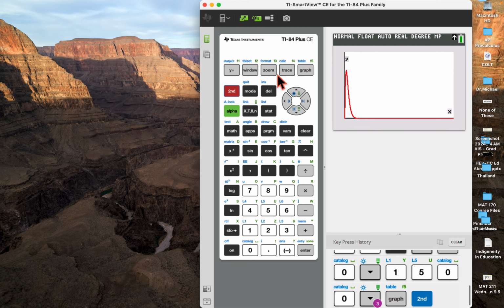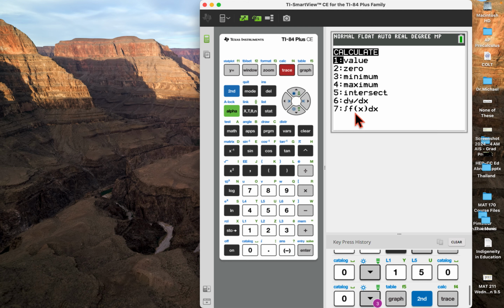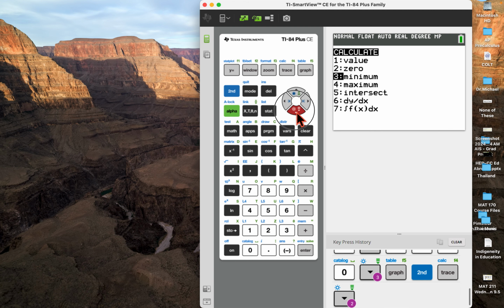We go second, calc. We want to do this integration. We could do this by hand, but if you do, the book has an example that goes through it and uses integration by parts. You have to remember all that. No, we don't. We just use our technology.